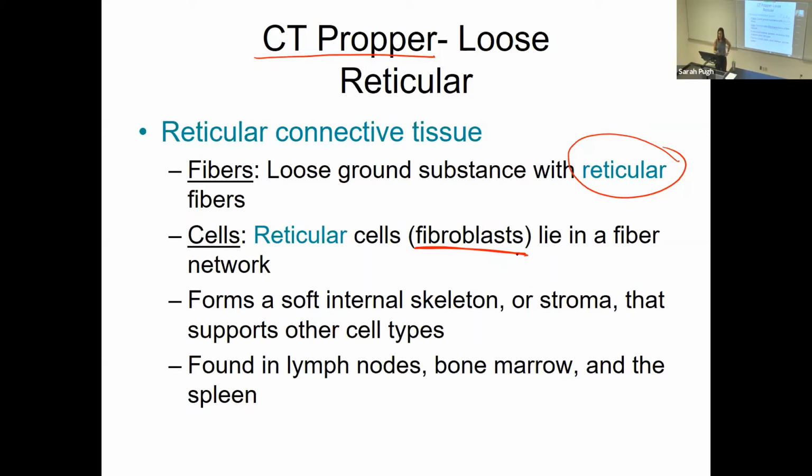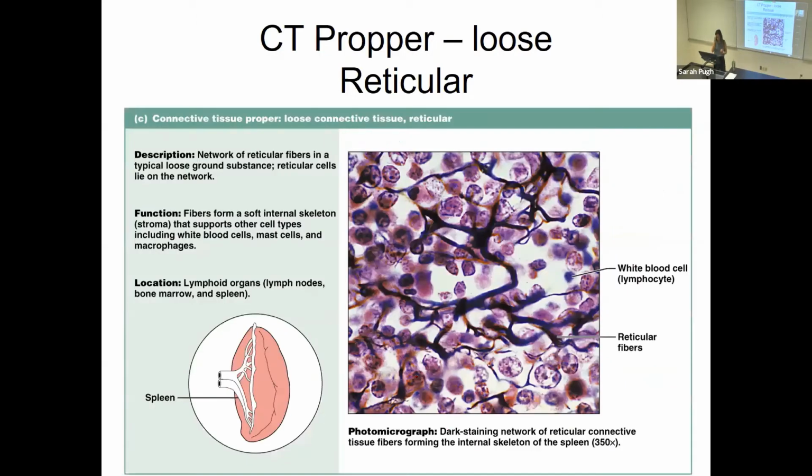So where do we find this reticular connective tissue? We're going to find it in organs that have a soft internal skeleton. They have to have a lot of structure. Some great examples are things like the spleen, even in your bone marrow. Your bone marrow, remember, is found inside the hollow spaces of your bones. And that has a lot of this reticular connective tissue in it. So here's a picture. This is of the spleen.